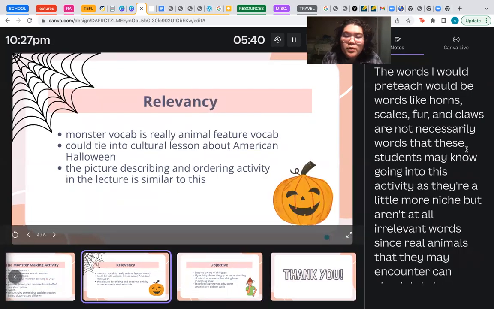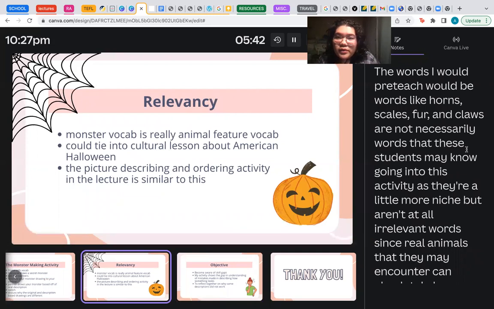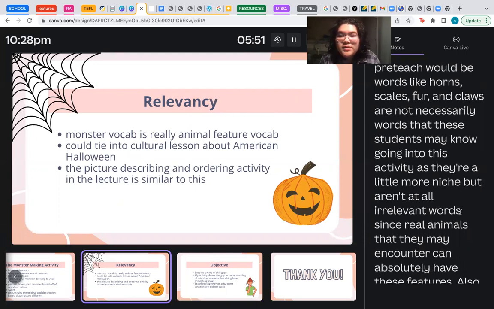Okay, so the relevancy of this activity and the components of it, I would say that the words that I pre-teach would be words like horns, scales, fur, and claws, and those words I feel that I would need to pre-teach just in case they want their monsters to have those features, but they don't really know how to describe those features, because I don't think those words are necessarily things that students of this level might know.